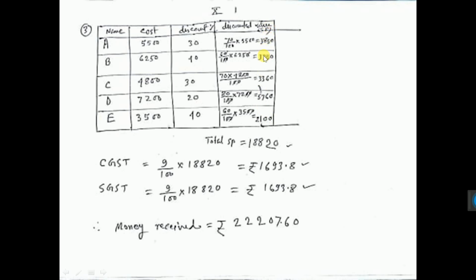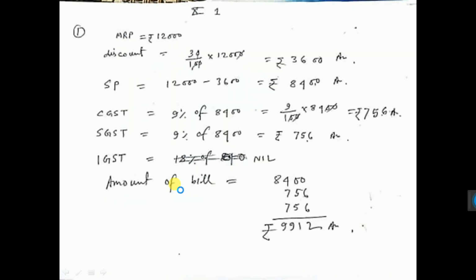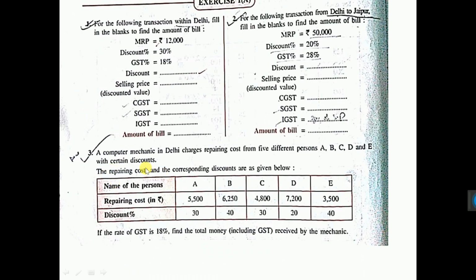So if you add all these amounts, that is the total SP, because these are all discounted values. If you add, then you will get the total SP. Now see, CGST and SGST we are calculating. Why? This is the question. Now see the sum. A computer mechanic in Delhi only, not any other state. That is why CGST and SGST, not IGST. So we will not calculate IGST here.